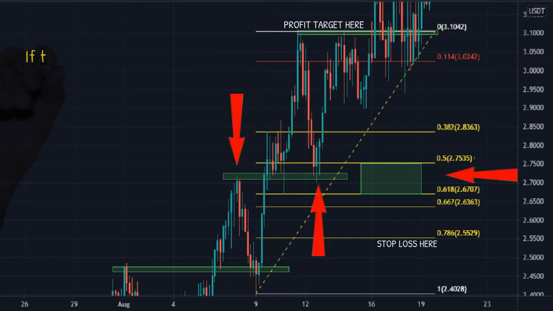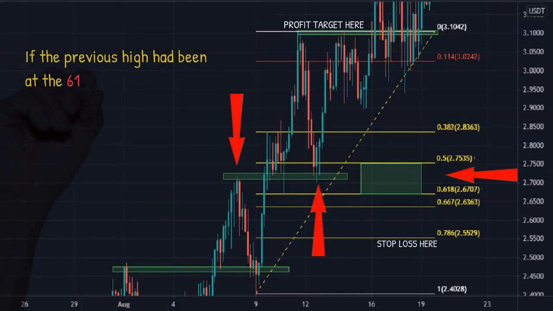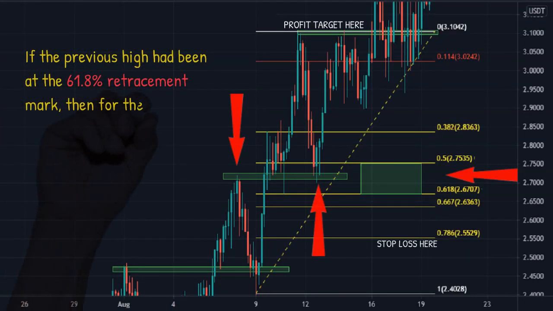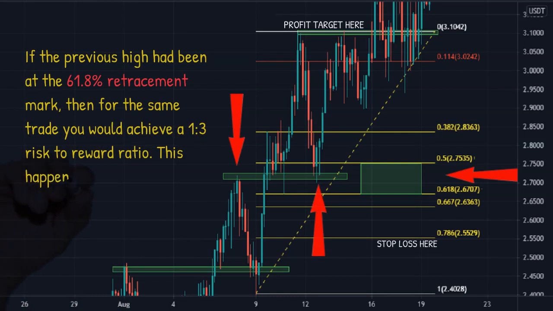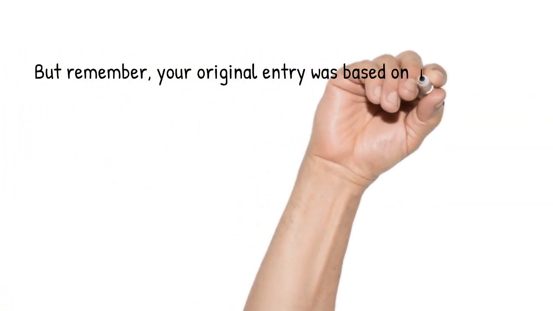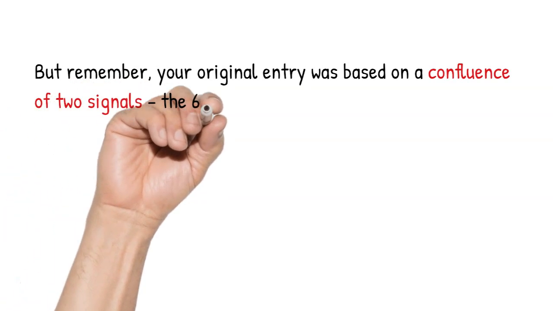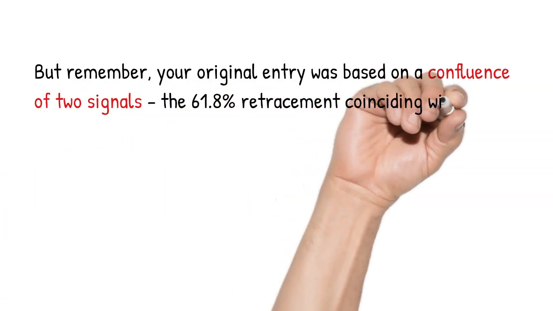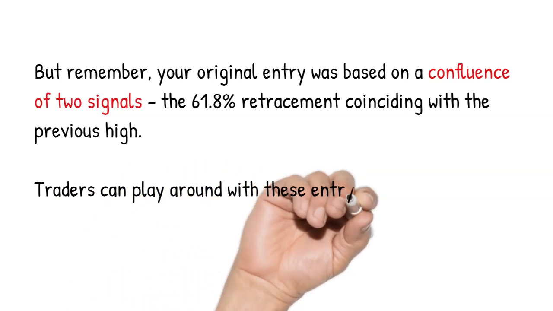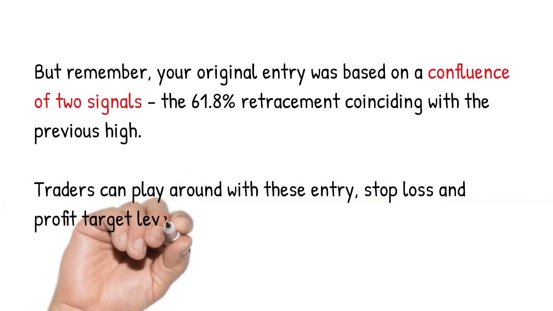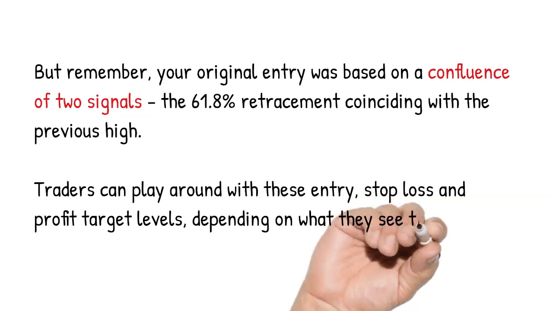times as much. If the previous high had been at the 61.8% retracement mark, then for the same trade, you would achieve a 1 to 3 risk to reward ratio. This happens more often than you think. But remember, your original entry was based on a confluence of two signals. The 61.8% retracement, coinciding with the previous high. Traders can play around with these entry, stop loss, and profit target levels, depending on what they see the price action telling them.